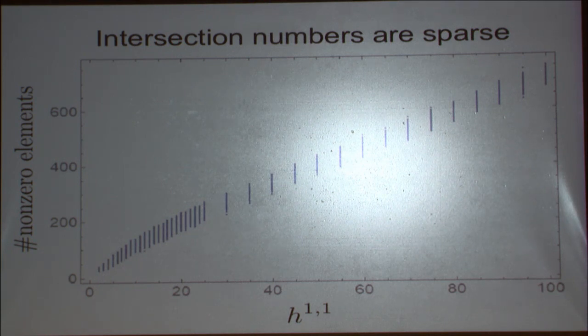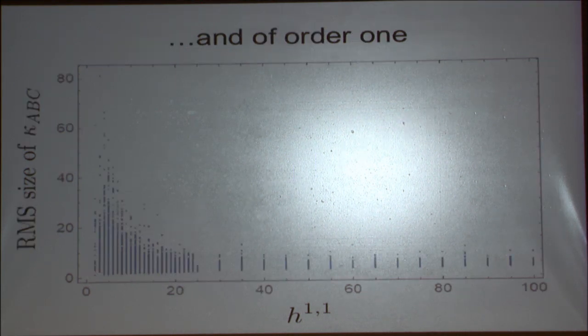It says that certain kinds of couplings in the Taylor potential at least are weak. Yeah, correct, mixing terms and things like that. The intersection numbers are sparse and they're of order 1. They don't get super big. Once in a while they get of order like 80 or something, but they're typically of order 5 or 10.